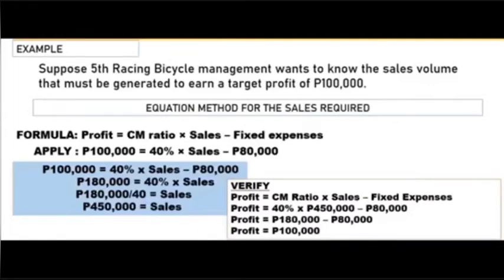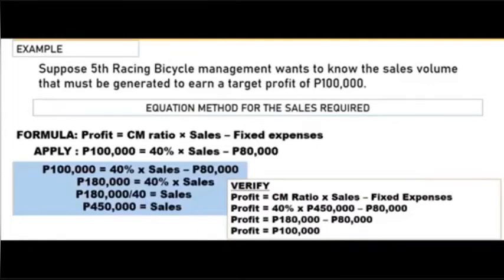Same as in the previous computation, we add 80,000 to 100,000, which is 180,000. So after adding, the next equation is 180,000 is equal to 40% multiplied by the sales. Since we need to find the sales, we need to divide the 180,000 by 40%. In the slide the percent sign is missing, sorry. So, 180,000 divided by 40% is equal to 450,000 sales. So 450,000 in sales is what we need to generate for us to earn the target profit of 100,000.